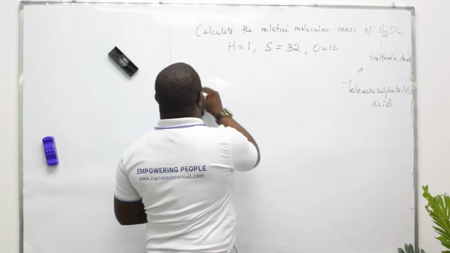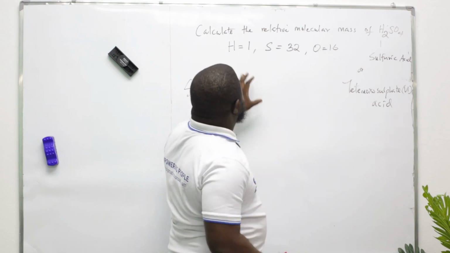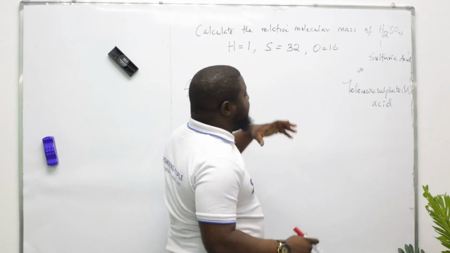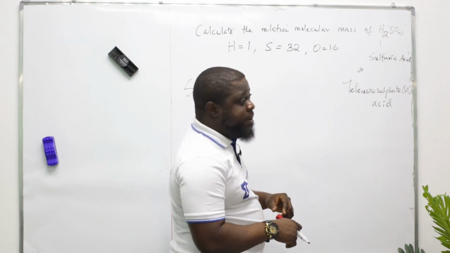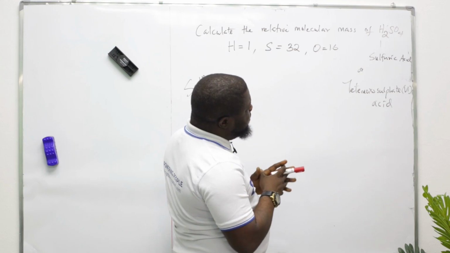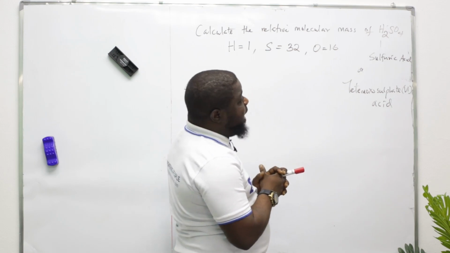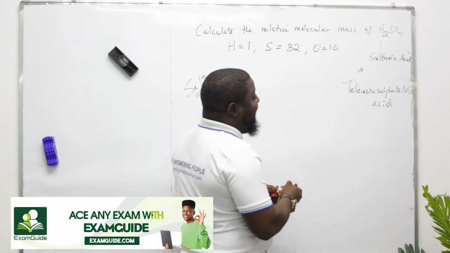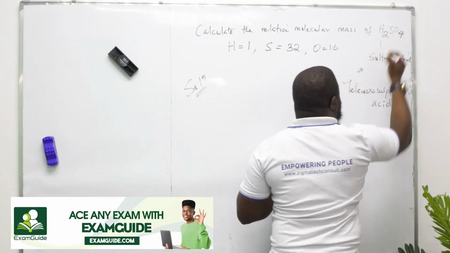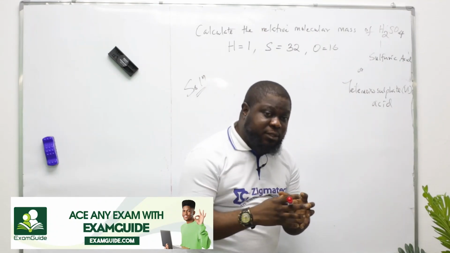Now, let's take our solution. Let's solve. They say it is a sum of the atomic mass. Now, if you check, hydrogen has 2 atoms. Sulfur has 1, and oxygen has 4. So you have to sum every single element.